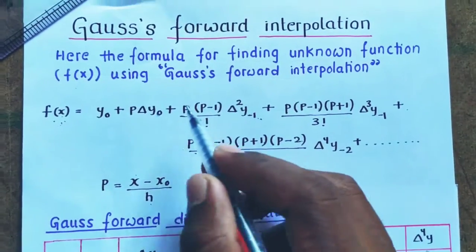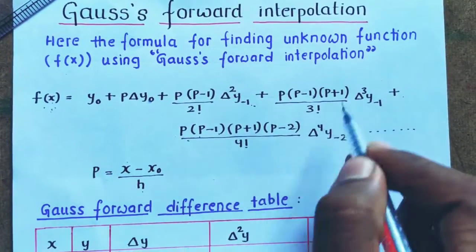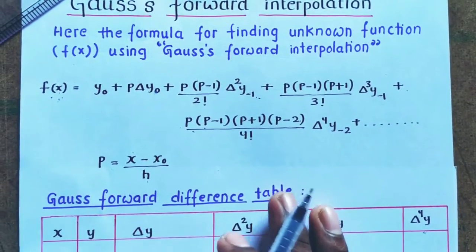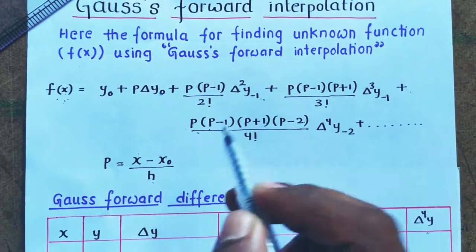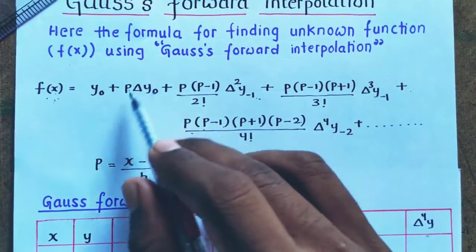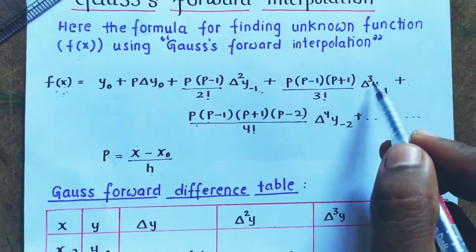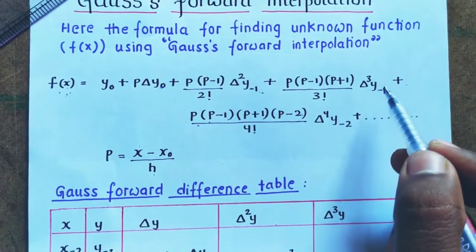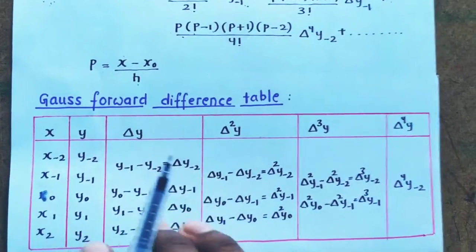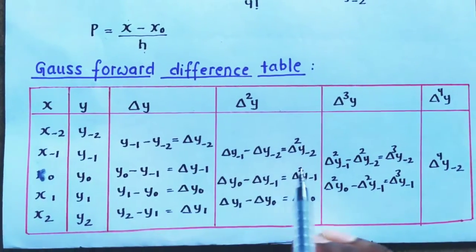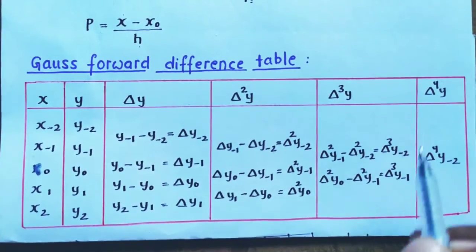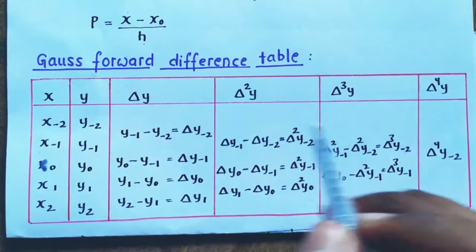To use this formula, we find the values of delta y naught, del square y minus 1 and del cube y minus 1 by using the Gauss forward difference table. Let's see the table for finding the unknown function. We draw the Gauss forward difference table.